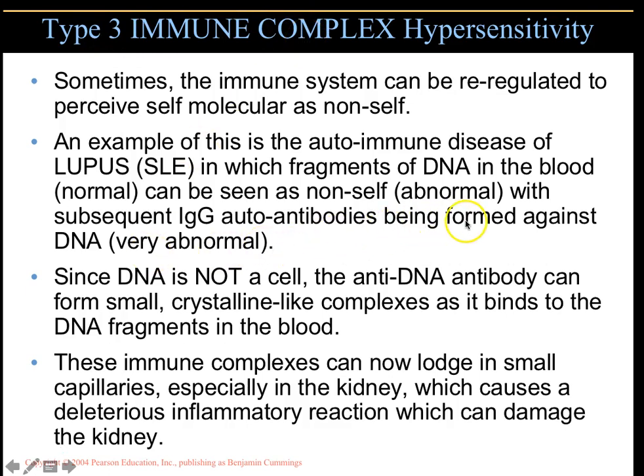So what is going to happen is that these anti-DNA antibodies will form a complex with the DNA fragments in the blood. Now you've got a problem because these crystalline-like fragments get caught in very small capillaries. The most fragile, the most sophisticated capillaries in the body, they're in the kidney. So when you have these immune complexes, when a person is suffering from an acute episode with lupus, these immune complexes get caught in the capillaries and they're going to start an inflammatory reaction.